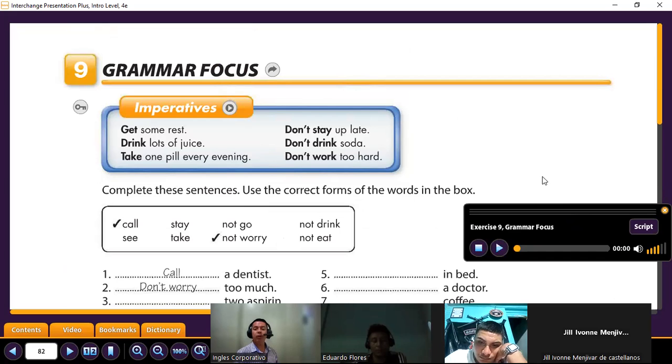Okay, good. So affirmative: get, drink, take. Remember, you only use the verb, right? Number two, in negative, you use don't. Don't stay, don't drink, don't work, right? Okay.